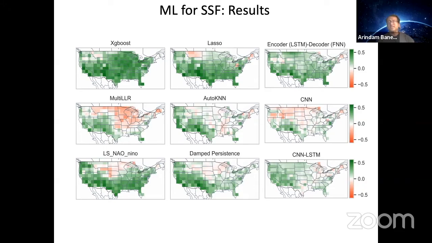Something like CNNs did not do very well, and we have been looking into that. CNN LSTMs did a little better, least squares with NAO.